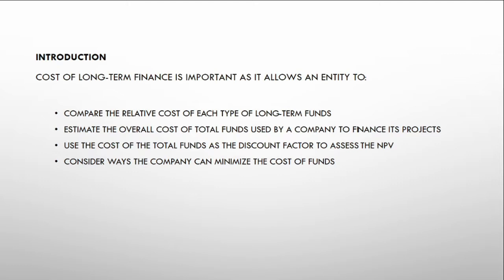Before we can calculate this though, we need to understand why it is necessary for an entity to calculate the cost of the various sources of long-term finance. One of the reasons is that they need to compare the various types of long-term finance to assess the cost and decide which one is best for them. A company is also going to invest in various capital projects to generate and maximize shareholder wealth. So in order to invest in these capital projects, the company needs to obtain the long-term finance and invest that finance in these long-term projects to maximize shareholder wealth.